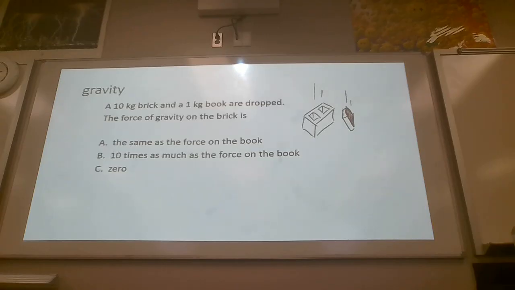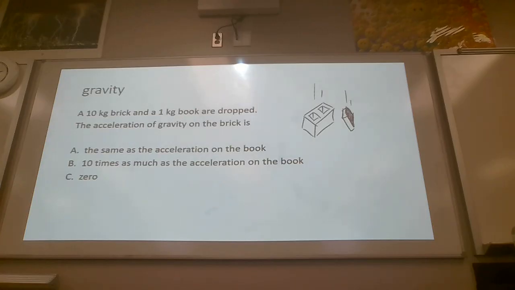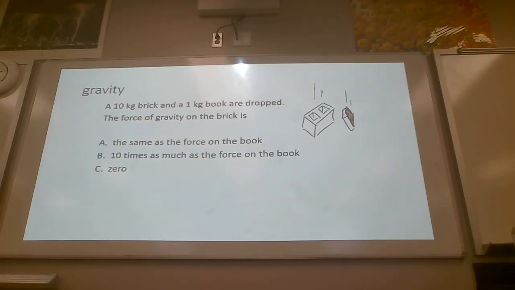Okay. What is the answer to this question? That one is A. This one is A. This is A. Okay. It's A. What is another name for force of gravity? Weight. Do they have the same weight?